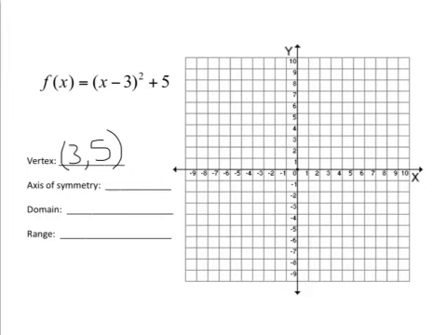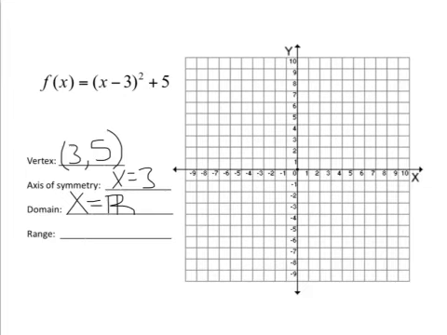My axis of symmetry is going to be the x-coordinate of my vertex. Alright? So I'm going to have x equals 3. My domain and range we'll get to in a second when we do the graph. Well, I guess domain, it's always all real numbers with parabolas, so we can just say all real numbers. The range we'll get to when we see a visual of the graph.